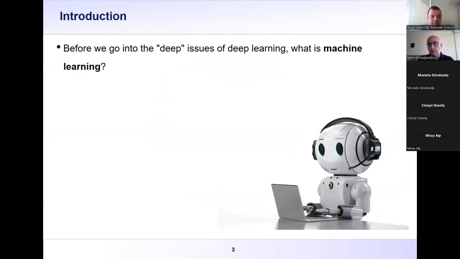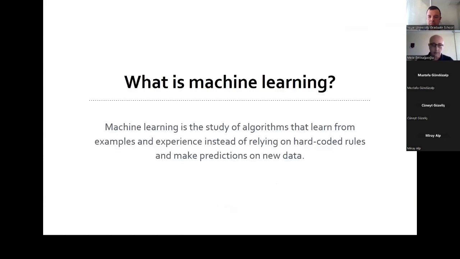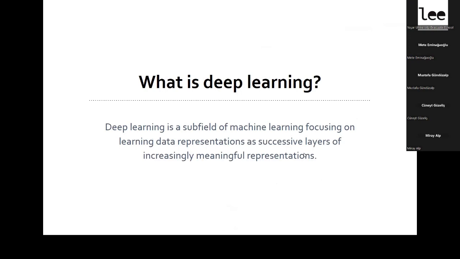Before we go into the topic of deep learning, let's see shortly what machine learning is. Most of you know, but let's just review it. It's the study of algorithms that learn from examples and experience instead of relying on hard-coded rules. There is a training stage, and with the aid of some algorithms, the system learns, and it can predict or associate with new data. So that's the basics of machine learning.